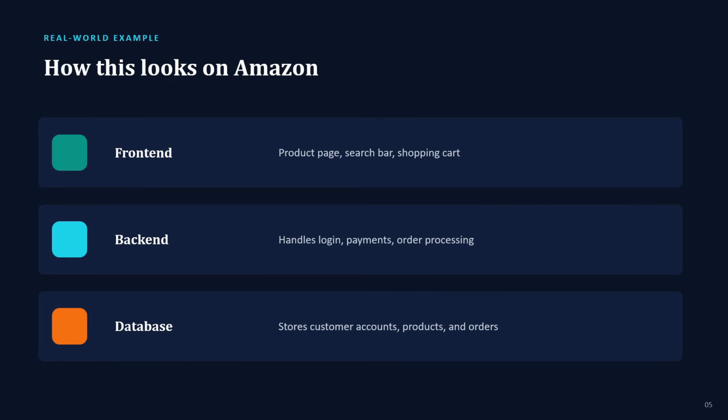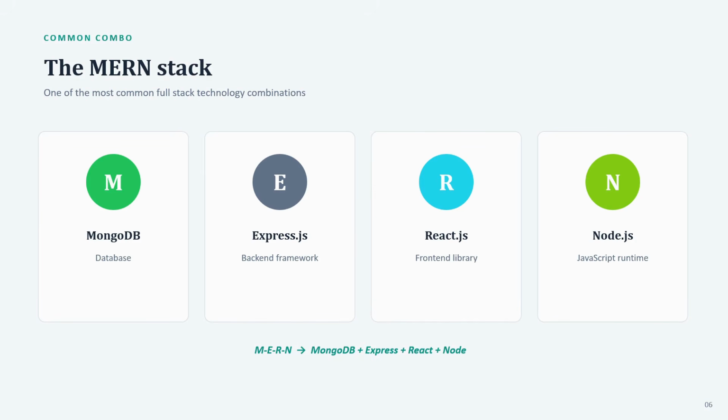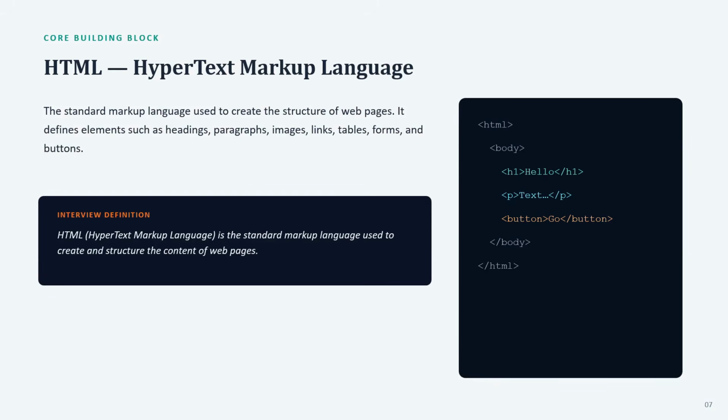To wrap up, here are some quick definitions to remember. Full-stack development means building the front-end, back-end, and database of a web app. A web page is a single HTML document. A website is a group of related pages under one domain. And a web application is an interactive site where users can log in, shop, or manage data.